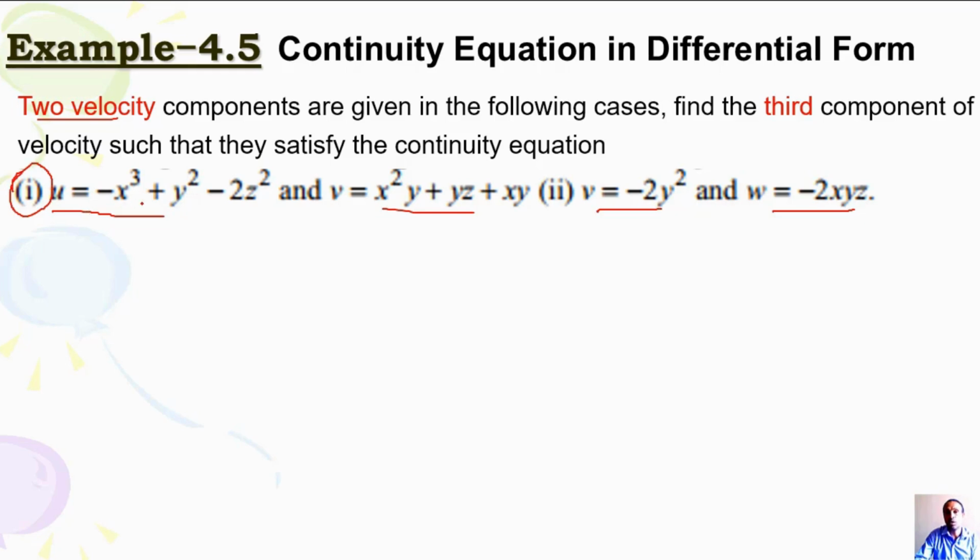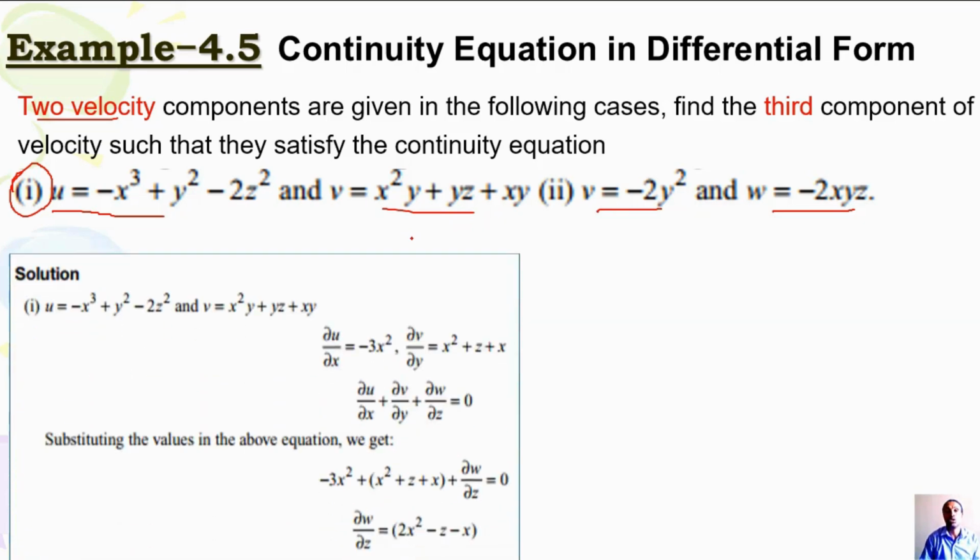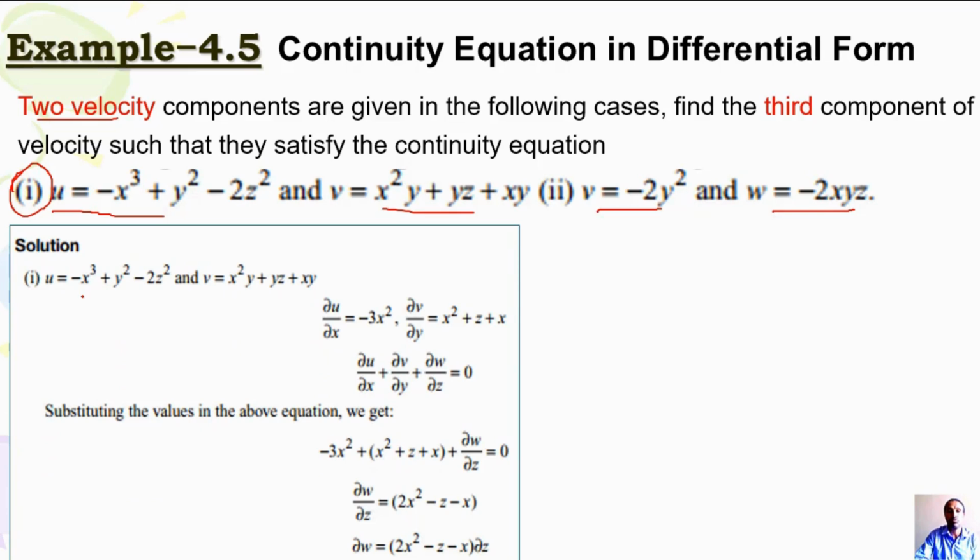u is equal to minus x cubed plus y squared minus 2z squared, and v is x squared y plus yz plus xy. And the third component w, we don't have w. Now let us see. You have the u component and v component.